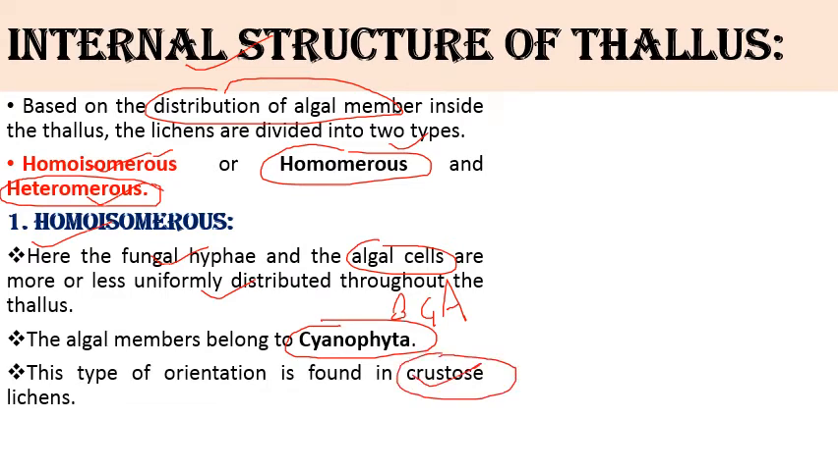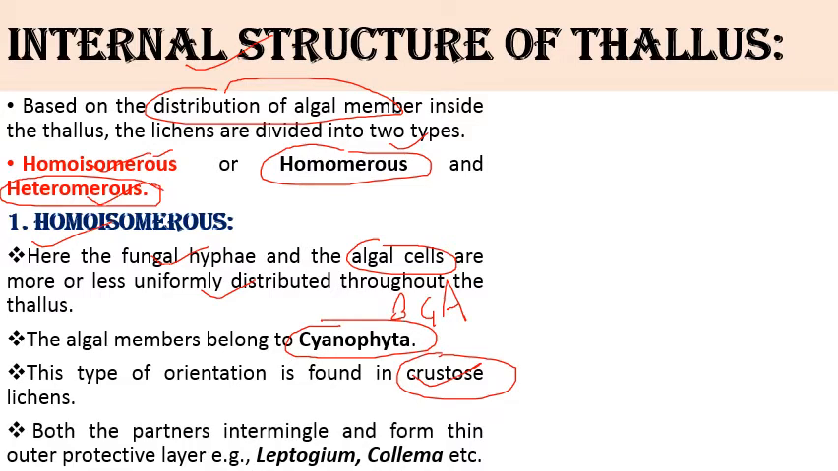And both the partners intermingle and form the thin outer protective layer. इसमें दोनों ही फंगल और जो एल्गल पार्टनर है वे इंटरमिंगल, मिक्स होते हैं एक दूसरे के साथ और बनाते हैं एक पतली सी लेयर, आउटर प्रोटेक्टिंग लेयर. और इसमें जो एग्जांपल है हमारे पास, that is Leptogium and Collema.